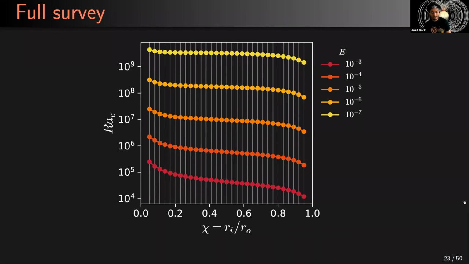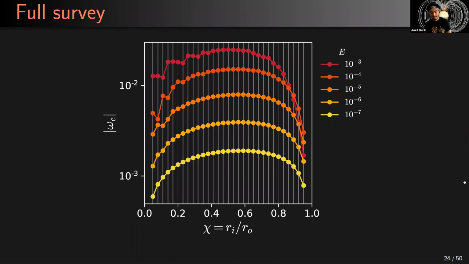The next stop is the critical Rayleigh number, where as you go to thinner and thinner shells, the critical Rayleigh number goes down. It becomes actually smaller, and as you decrease the Ekman number, it goes up, which is well known. Rotation inhibits convection.